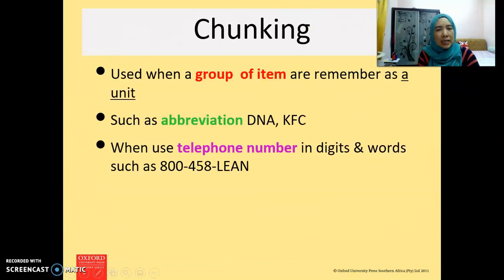So chunking, as I already mentioned in the beginning, is used when a group of items are remembered as a unit. Such as an abbreviation, for example, DNA. How many of us remember the whole term of DNA? It's even very difficult to pronounce. So instead of remembering the whole thing, we just remember the most important part with the grouping of the items.